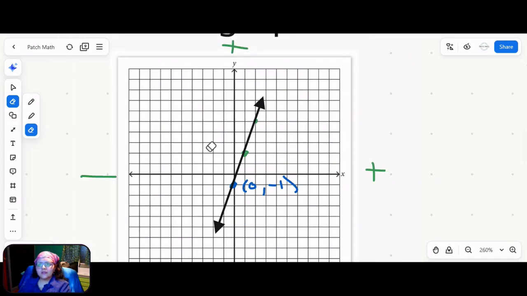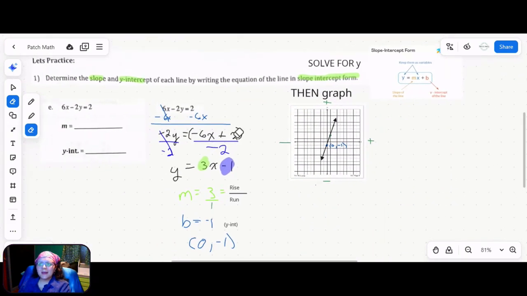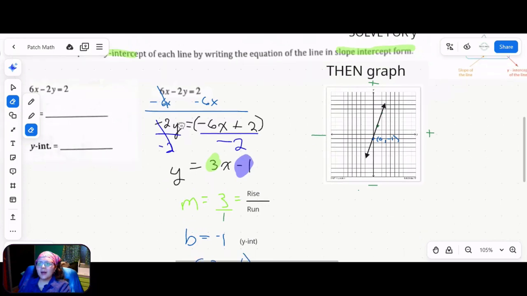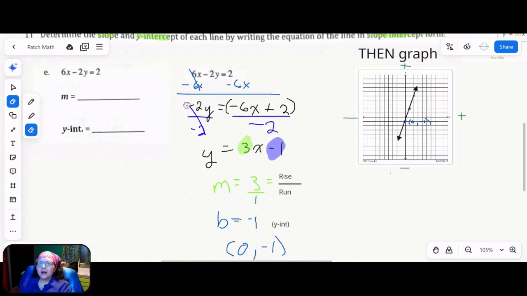And there you have it. Here is a graph of that line, made by identifying the slope and the y-intercept and generating the rest from there.